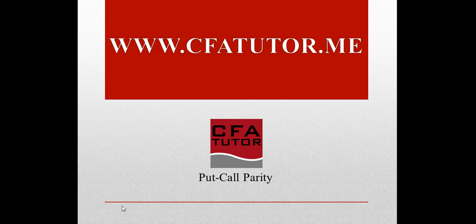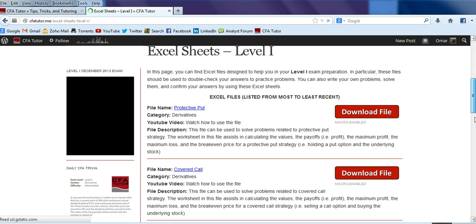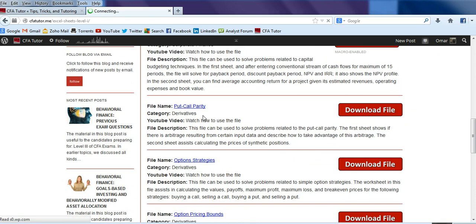So the sheet will be available under both level 1 and level 2 of the website. If you go to the website, you will have it under one of both tabs. So let's just assume we will click on level 1, and then you will scroll down, and you will find it somewhere in the middle. And the file that's there on the website will help you to solve problems related to the parity.